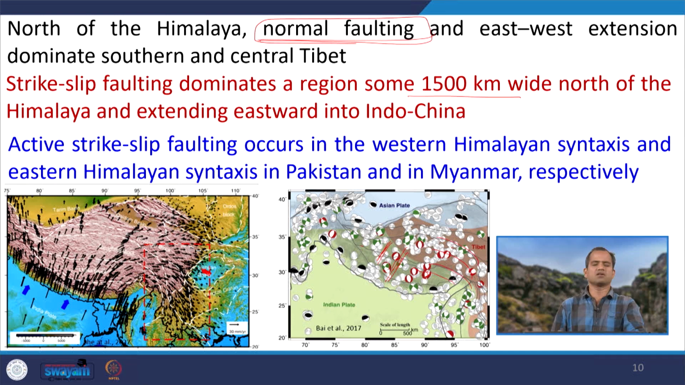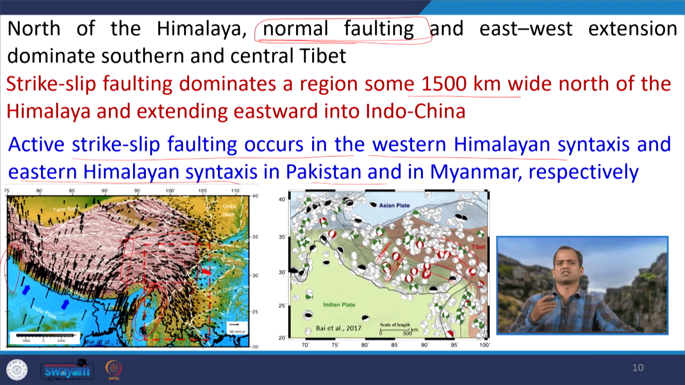Here we have different strike slip faults, due to which this part of the Tibetan system is extruding from the active collisional front. That is why this region is mostly governed by strike slip faulting, and active strike slip faulting occurs in the western Himalayan syntaxis also. Here we have two syntaxes. In the last class we talked about the eastern syntaxis and the western syntaxis. Active strike slip faulting occurs in the western Himalayan syntaxis in Pakistan as well as the eastern syntaxis in Myanmar.